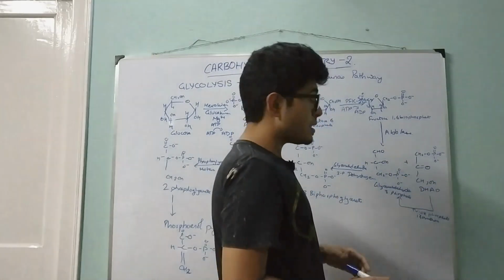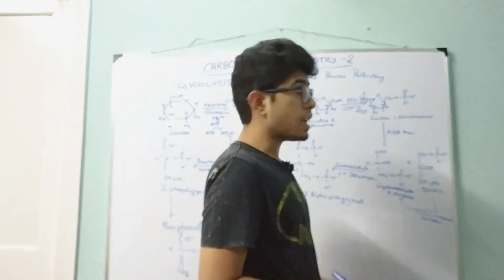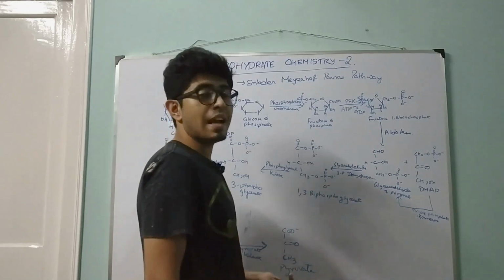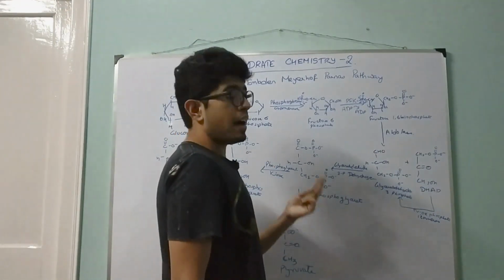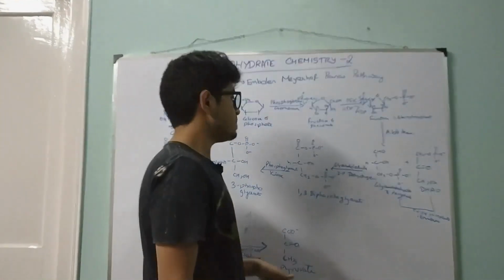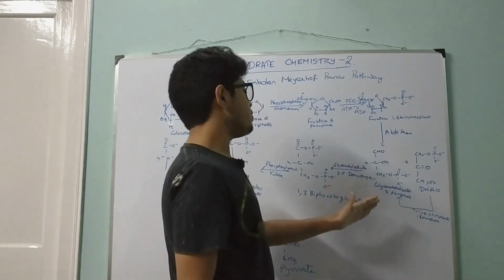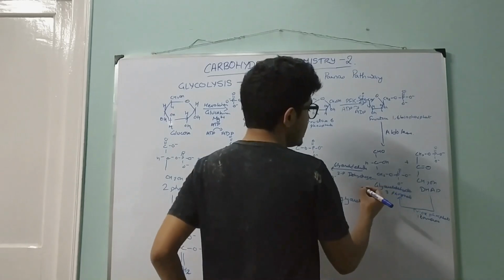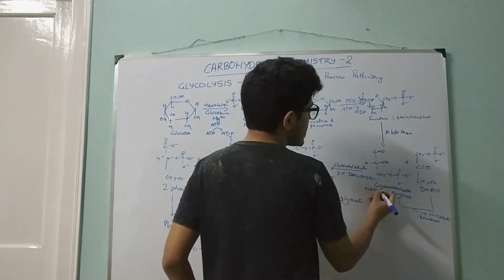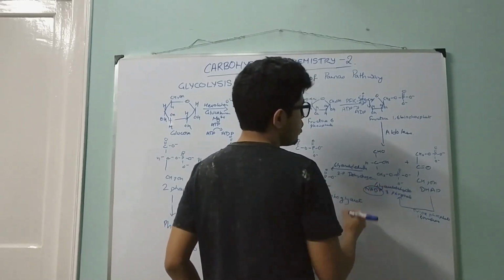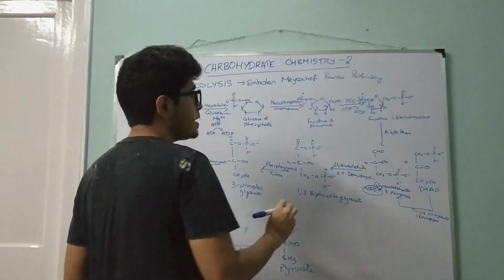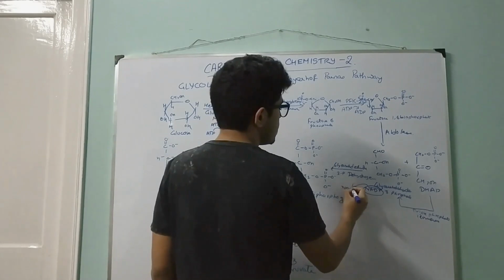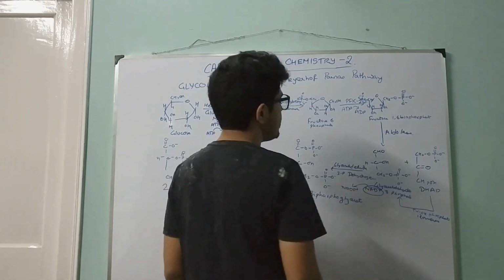Dihydroxyacetone phosphate cannot be used by subsequent reactions. Therefore, it is acted upon by triose phosphate isomerase to get converted to glyceraldehyde 3-phosphate. Now we have two molecules of glyceraldehyde 3-phosphate. Then glyceraldehyde 3-phosphate is acted upon by glyceraldehyde 3-phosphate dehydrogenase. In this step, we require an NAD+ molecule. This is a very important part. NAD+ is required in this step, and we get NADH from this step.